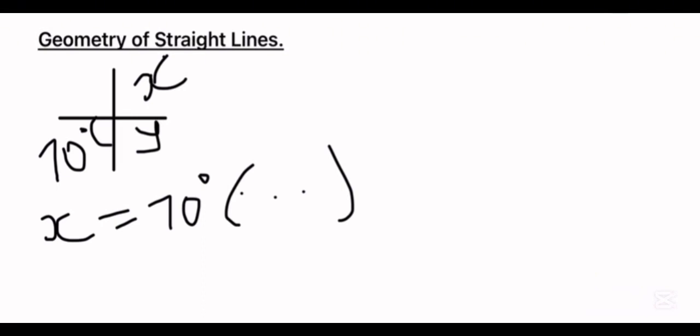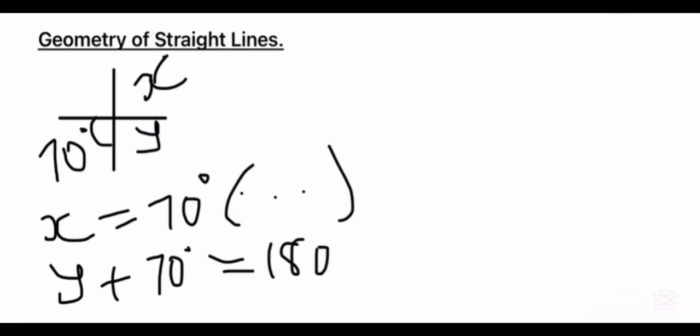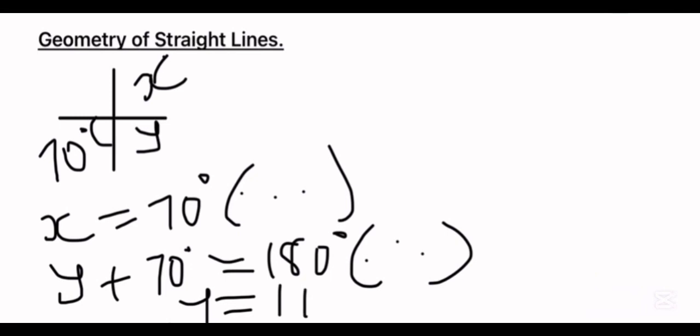Now, since we already know that X is equal to 70 degrees, we could say Y plus 70 degrees, or Y plus X, is equal to 180 degrees. Angles on a straight line are equal to 180 degrees, or you could say supplementary angles are equal to 180 degrees. Then when you subtract 70 degrees from both sides, Y is going to be equal to 180 degrees minus 70 degrees, which is equal to 110 degrees.